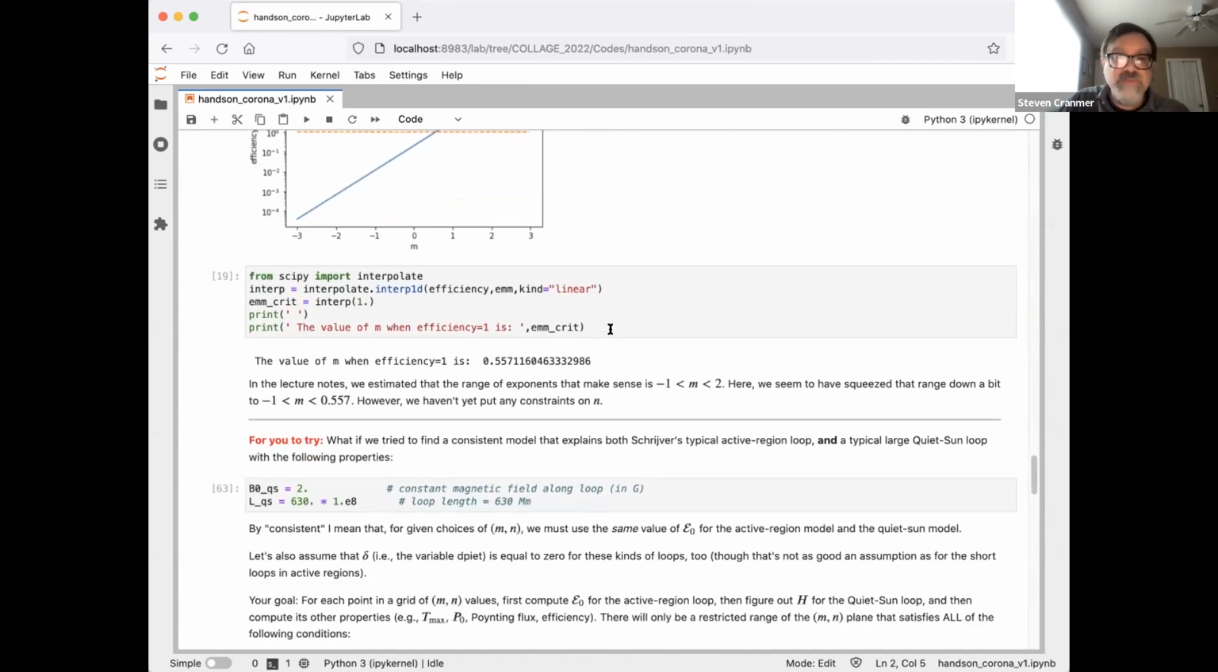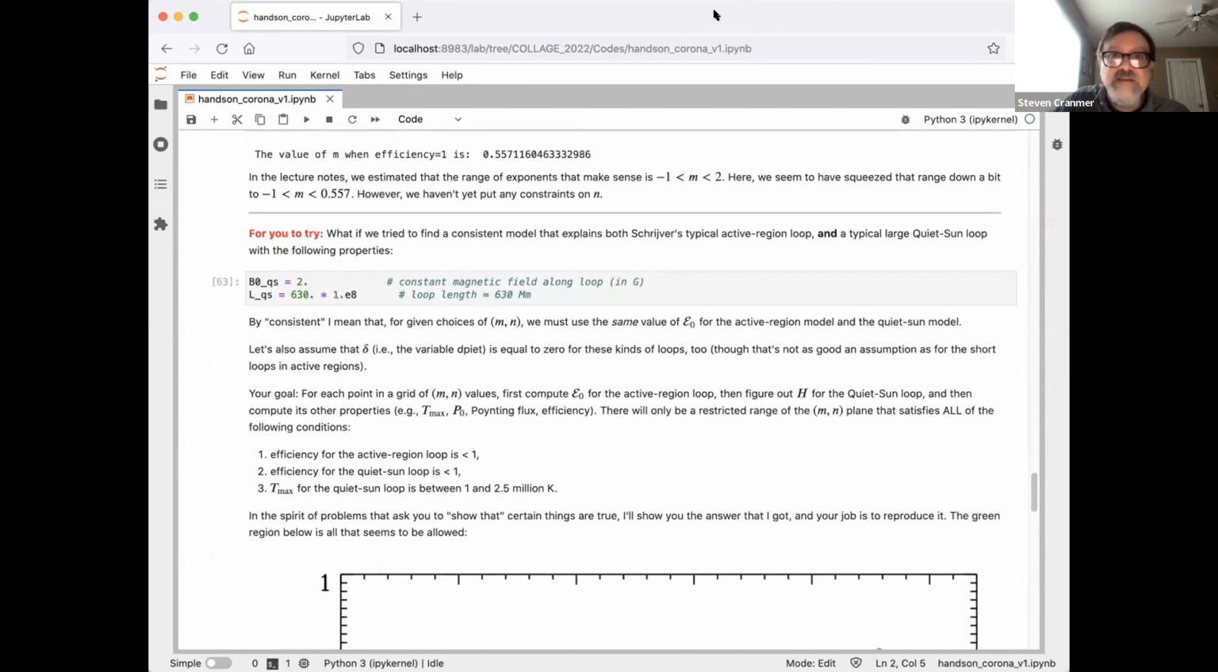So I guess the only other part at the end here is some more open-ended stuff for you to try. Everything above was about this one typical active region loop. But what if you try to use the same model to explain both that typical active region loop and another typical, say, a quiet sun large loop that has a very weak magnetic field and is a much longer thing? Maybe it's one of these trans-equatorial loops that goes from the northern hemisphere to the southern hemisphere.